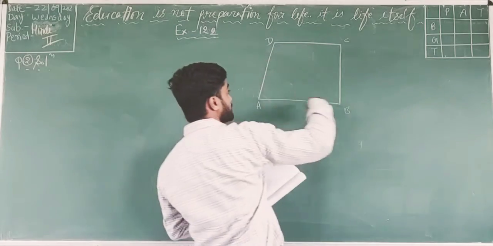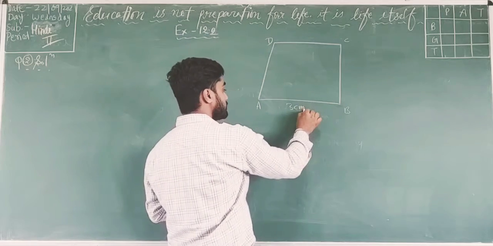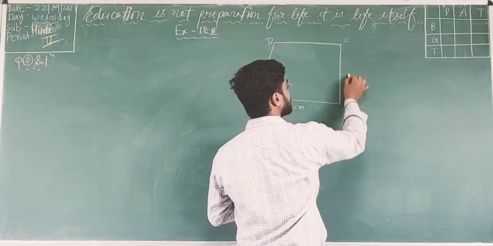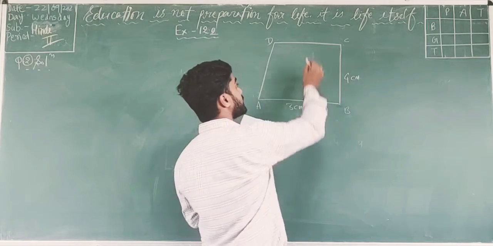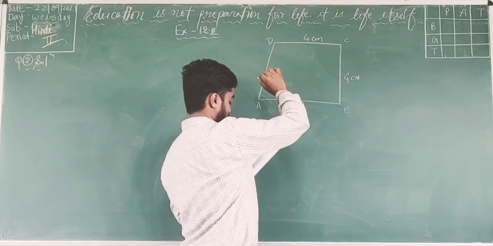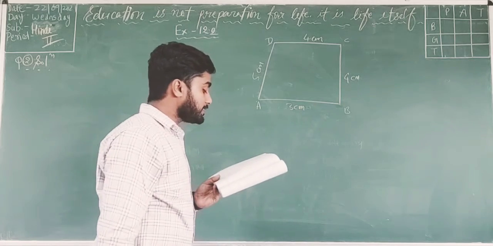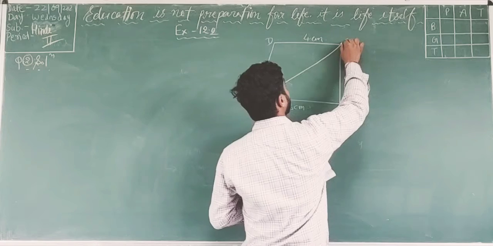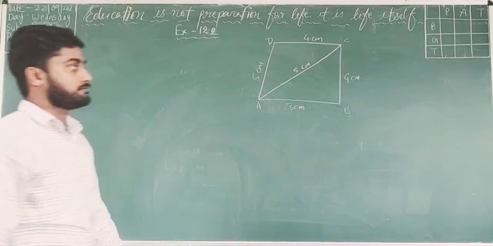Suppose this is a quadrilateral which is given and we have AB equal to 3 centimeter. Second, BC equal to 4 centimeter. That means BC is there, so I am writing that 4 centimeter. CD equal to again 4 centimeter and AD equal to 5 centimeter is given. And at last AC is its diagonal.